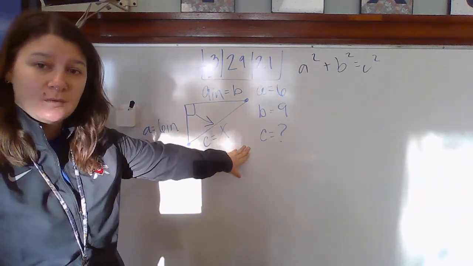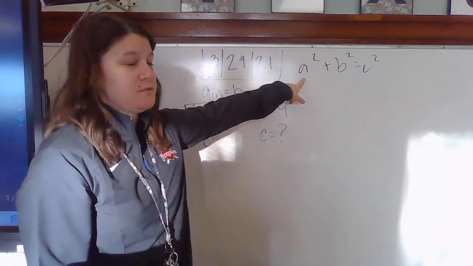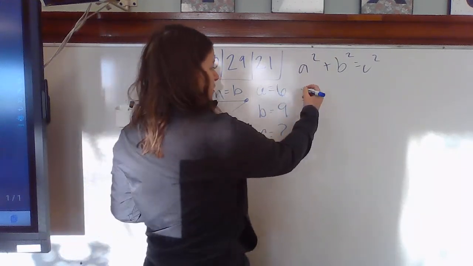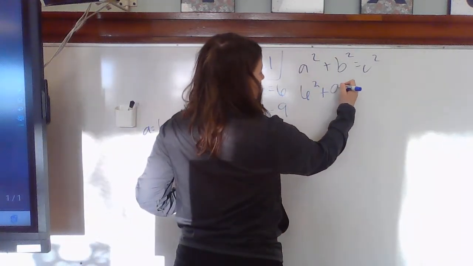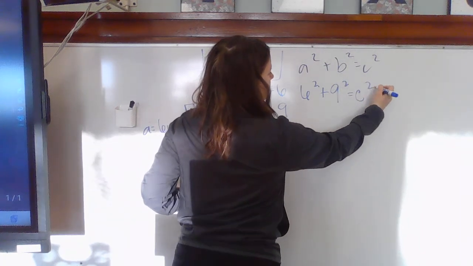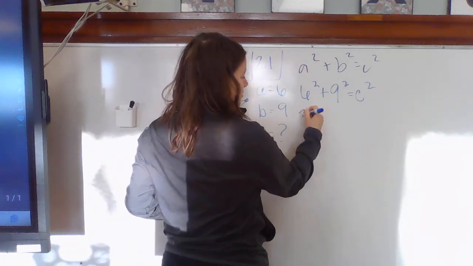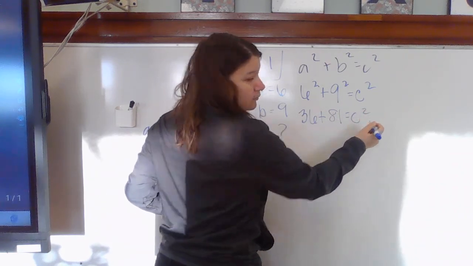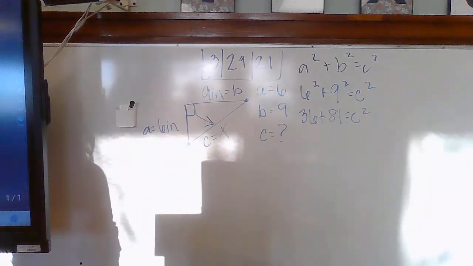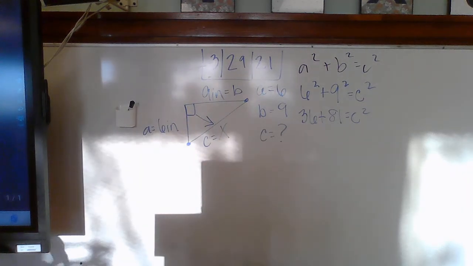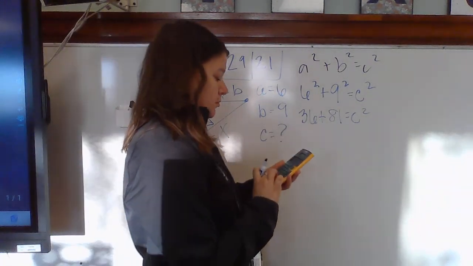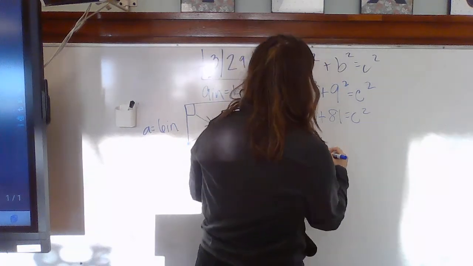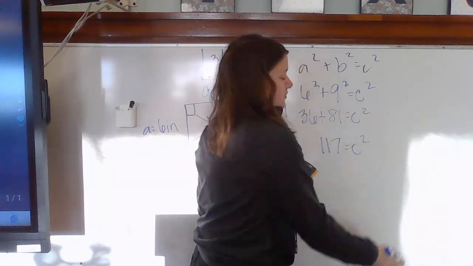So I'm going to take what I identified and I'm going to substitute it into this formula. So you've got 6 squared plus 9 squared equals C squared. 6 squared is 36, 9 squared is 81, and we know that that equals C squared. And then I do 36 plus 81, and that gives me 117.